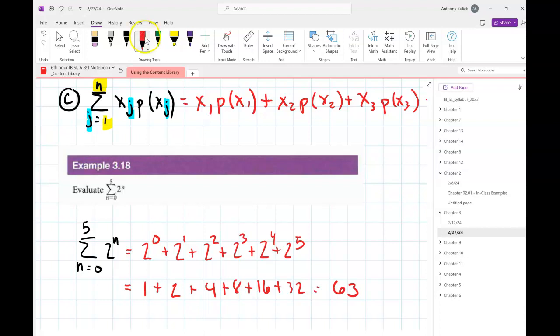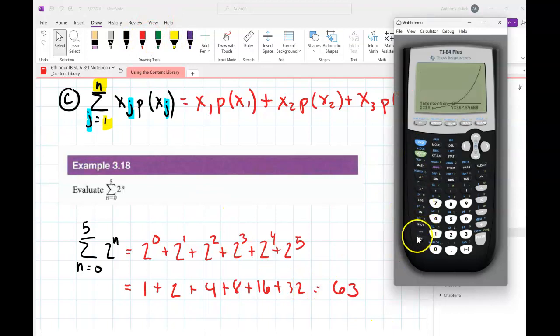Can I show you something on your calculator? If you have your calculator with you, I invite you to take it out and turn it on and follow along with me right now. That process that we just did there by hand, guess what? Your calculator can do that too. Let's show you how. I'm going to start by pressing the math button. I'm going to scroll all the way down to the bottom until I find the summation command.